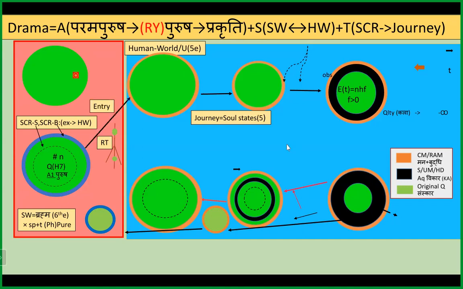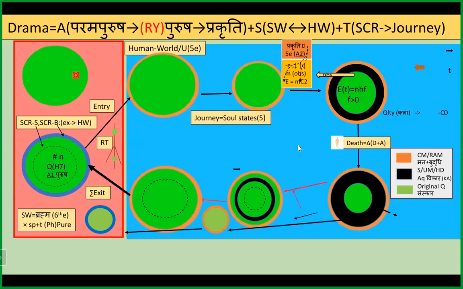This is entry one by one. And this is a transfer, which means death with change of dress and address. Exit is at the same time, all together. During the journey, the soul observes the five elements, which are defined.